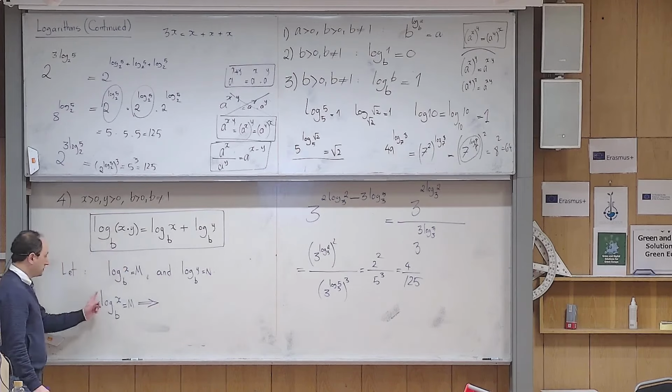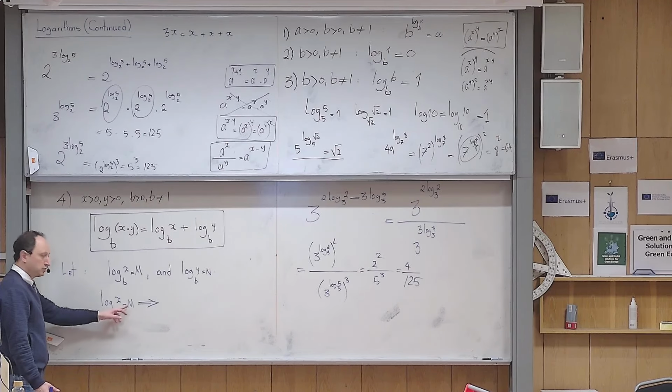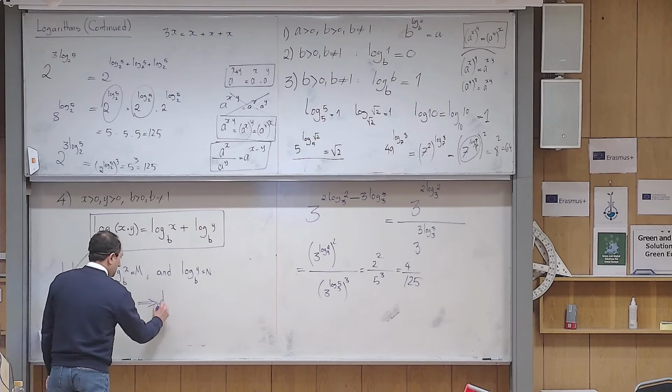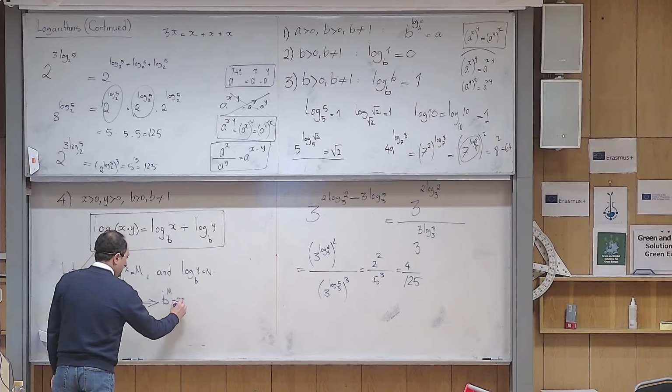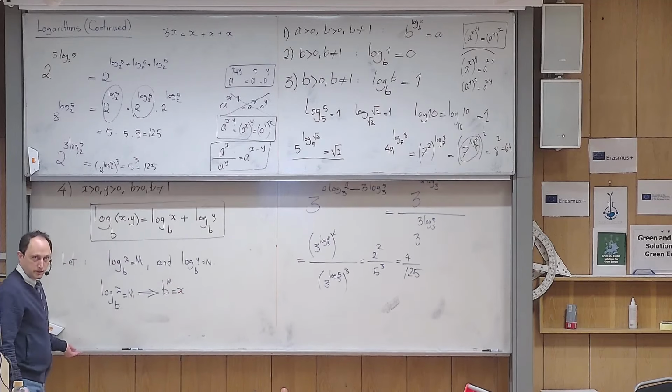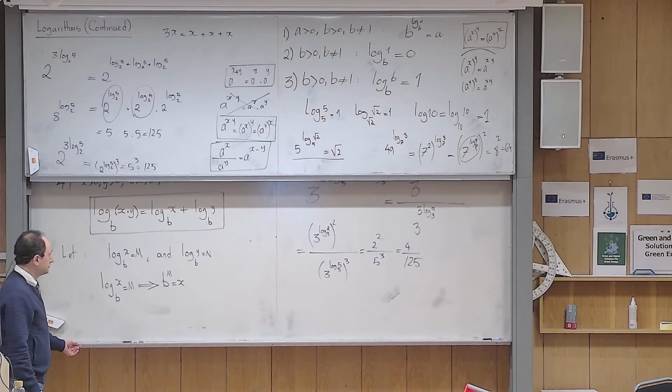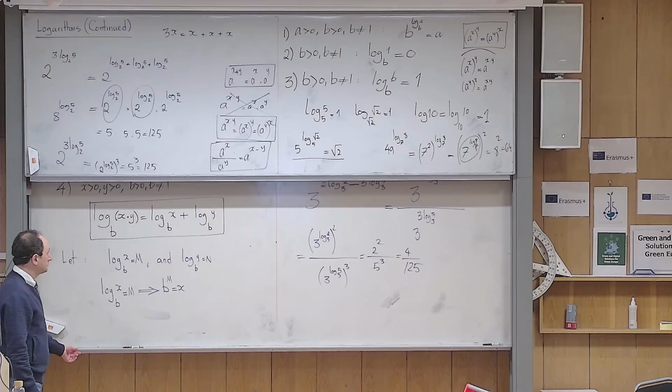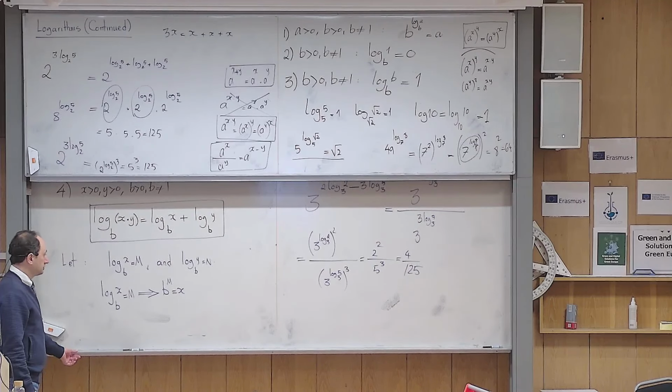I want to get rid of the symbol of logarithm. So how can I write? What can I write in front of it? It means b to the m is x. That's the meaning. So b to the m is x. Can you write logarithm of b to the xy is equal to mn?